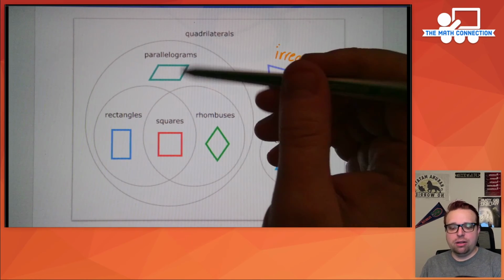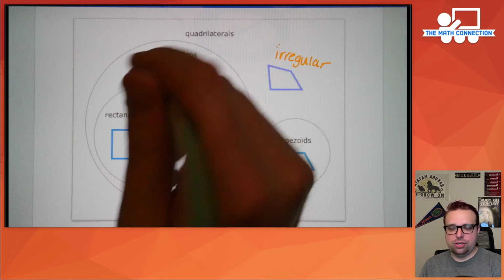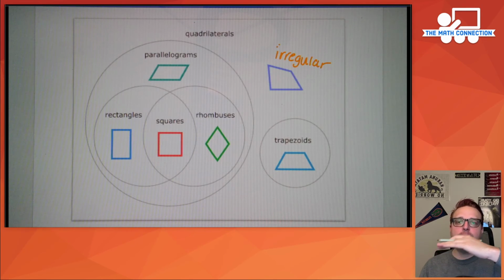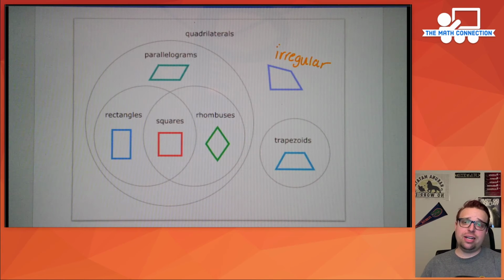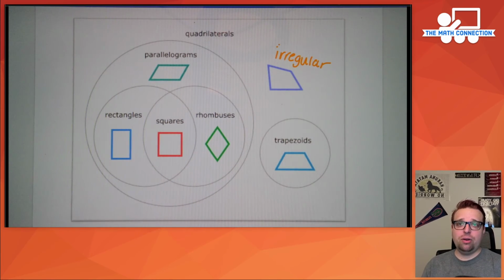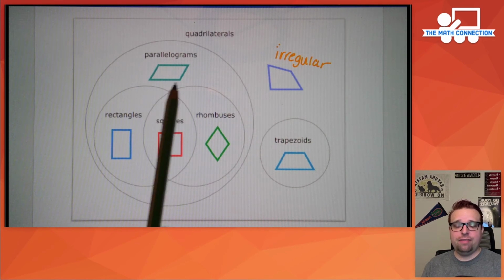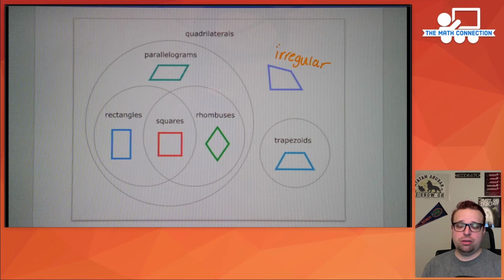If you look at this parallelogram right here, the top and the bottom, they're just straight lines, right? And they're parallel to each other. And then if you look at the sides, yeah, they're slanted a little, whatever, but they're parallel to each other. That's a parallelogram, okay? It's a quadrilateral where the top and the bottom are parallel and the left and the right sides are parallel to each other, okay?